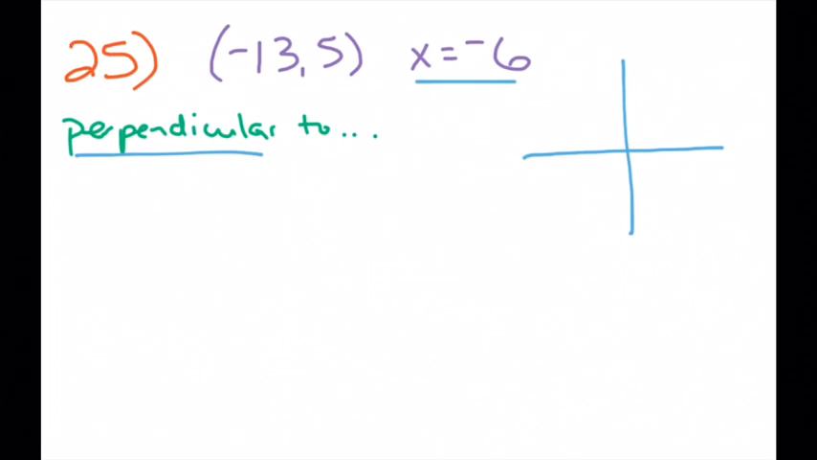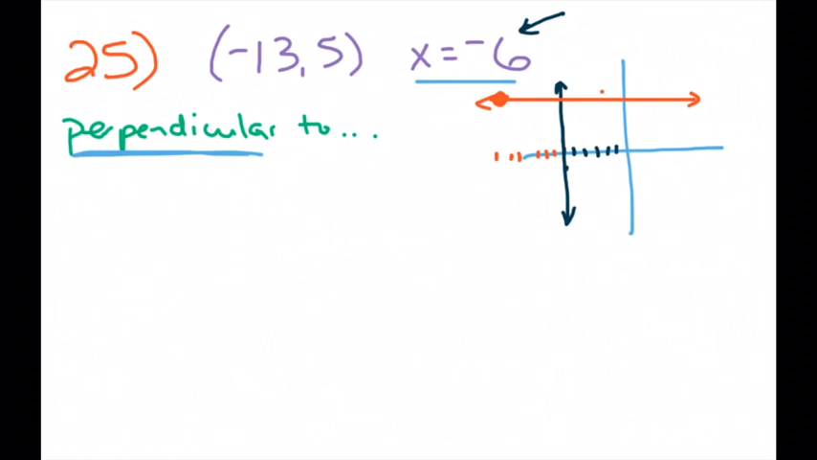Okay, for 25, we need an equation of a line that is perpendicular to x equals -6. So if you think about what this looks like, it's a special line because it only has an x. So it goes through the x-axis at -6. So if I'm going to get a line that's perpendicular to that, it will be a horizontal line, and it's going to go through the point -13, so I have to keep going out here a little ways, and then 5, and so it's going to be going like this through that point.